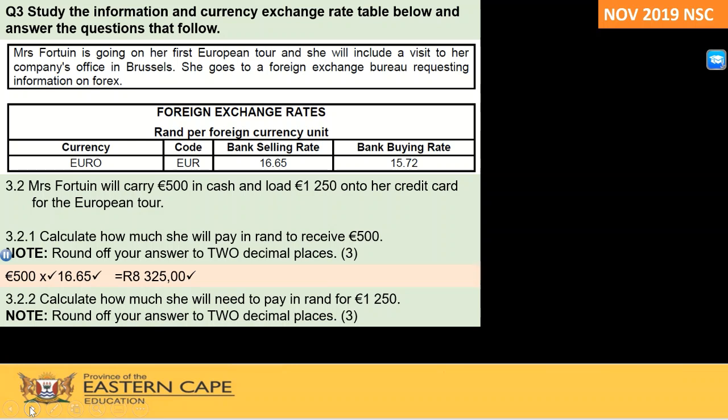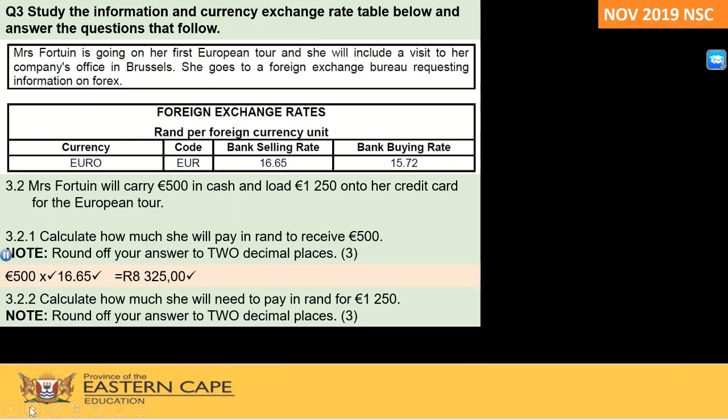The next question, calculate how much she will need to pay in rand for 1,250 euro. Again, we go back to our steps, which instruct us to determine which two currencies we're working with. And again, it's the rand and the euro. The next step is for us to decide if we should multiply or divide. Again, here we are working with 1,250 euro, and we have to convert it into rand. So we're going from a major foreign currency into rand. So we need to multiply.